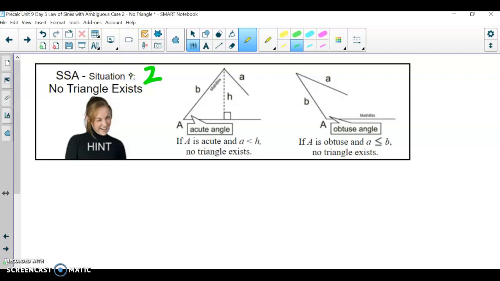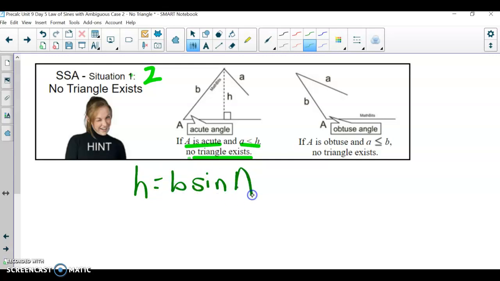If A is an acute angle, and we have that a is less than h, then there will be no triangle that will exist. And remember from yesterday, what is h equal to? h equals little b sine of angle A. So when the height is greater than the length of a, there's no way that triangle exists, because if the height is bigger, then a would be too short to make a full complete triangle.